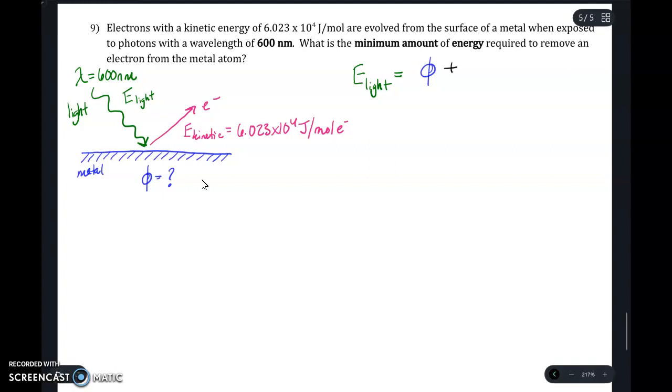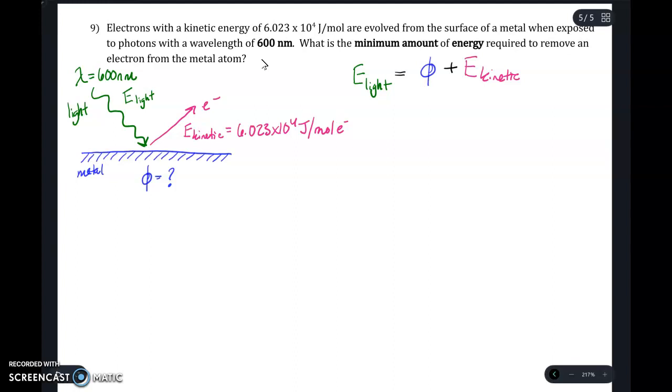So some of that energy from the light gets used to eject the electron. And then the other portion that this energy goes towards is the kinetic energy of the electron. So the work function plus the leftover kinetic energy should tell us how much energy we had initially coming in for the light. But this relationship here can be rearranged to solve for any value that we want to solve for.